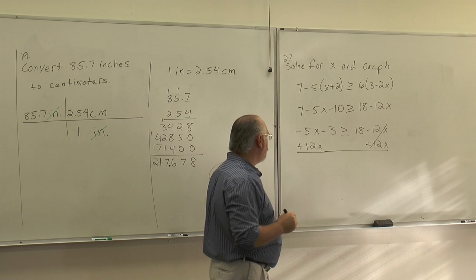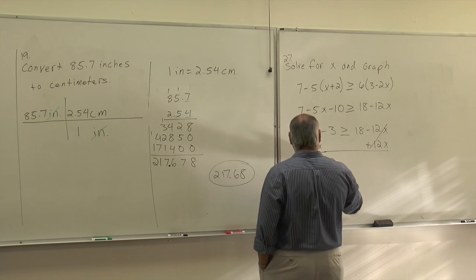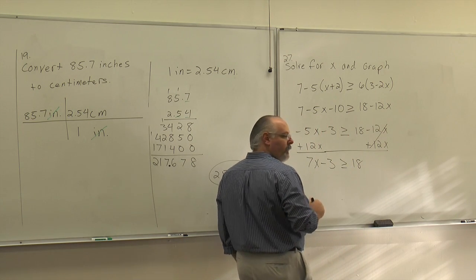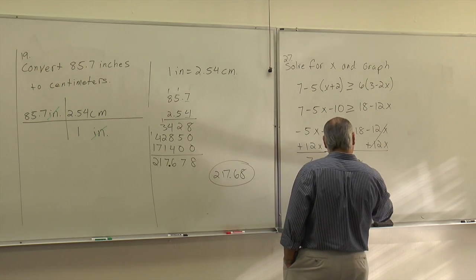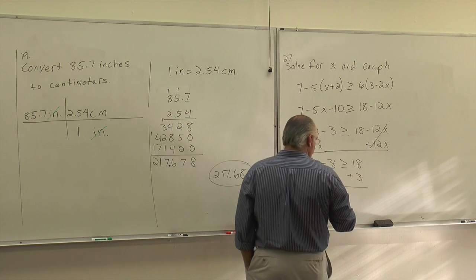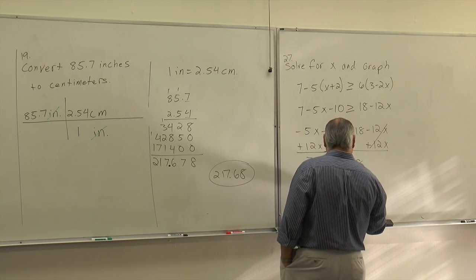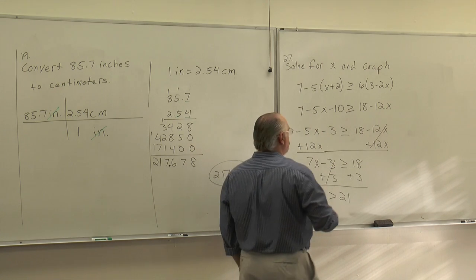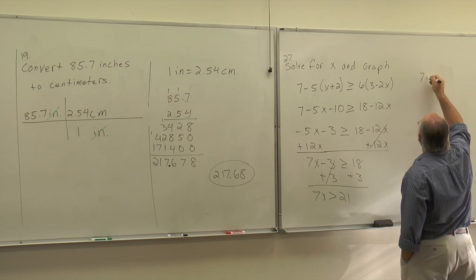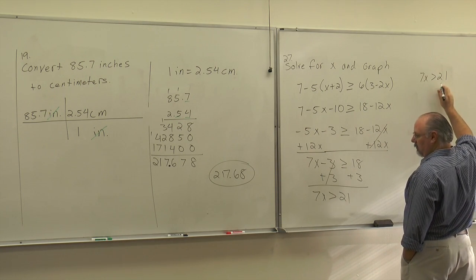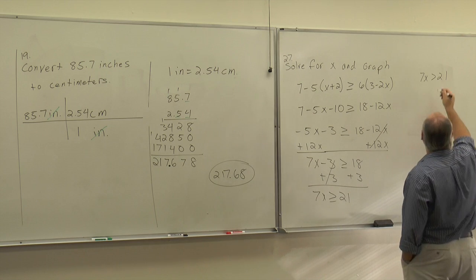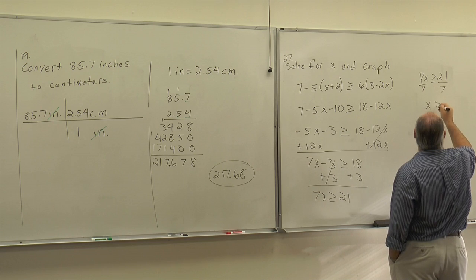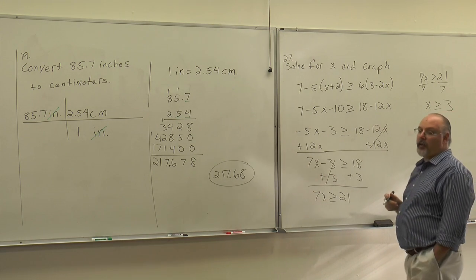Those cancel on the right. And we end up with 7x minus 3 is greater than or equal to 18. We're going to add the 3. And we get 7x is greater than or equal to 21, sorry. Divide by 7. So x is greater than or equal to 3.